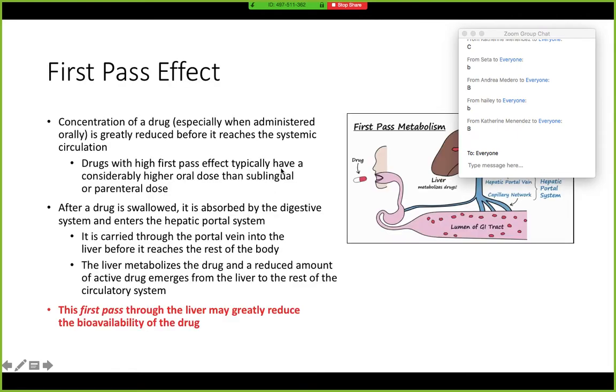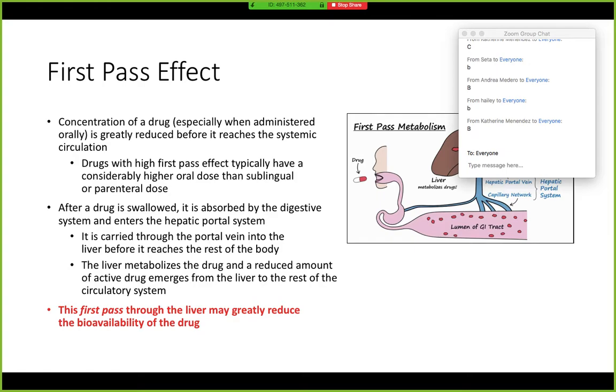Okay. So we'll start with the first pass effect. So understanding this is very important to understanding the concept of bioavailability. So I dedicated a slide to this. In the first pass effect, the concentration of a drug is greatly reduced before it reaches the systemic circulation.